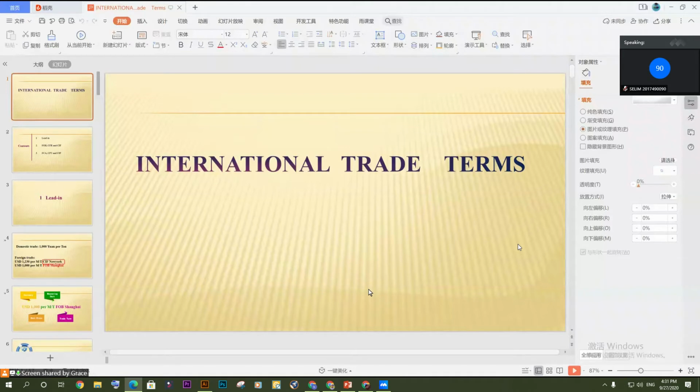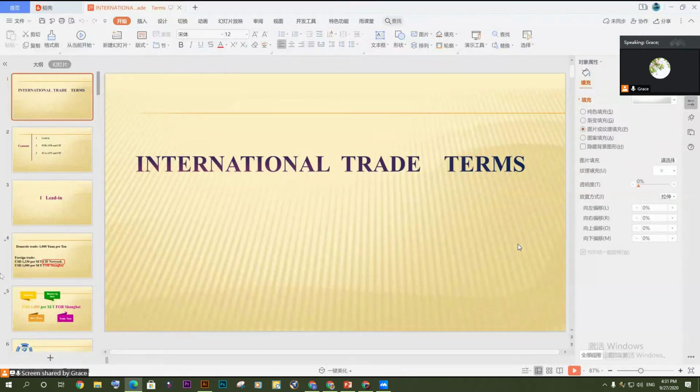Can you see that? International trade terms? Yeah, we can see. Yes, ma'am. International trade terms. Anybody still remember what it means from the major of international economy and trade? Javier said you still remember that. Okay, can you tell me something about the international trade terms?